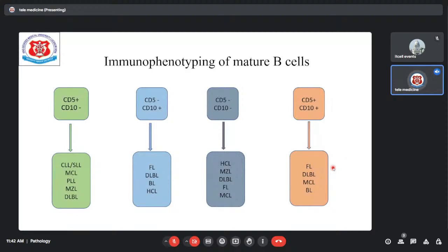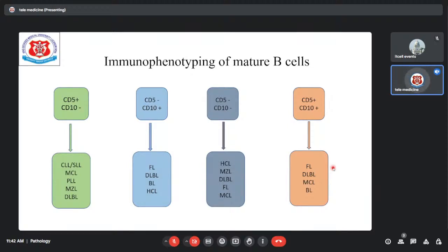CD5 positive, CD10 negative: most common are CLL or SLL, mantle cell, PLL, marginal zone, and at times DLBCL. DLBCL can be CD10 positive or CD10 negative. Then you have CD5 negative, CD10 positive. CD10 positive means all the lymphomas arising from the germinal center.